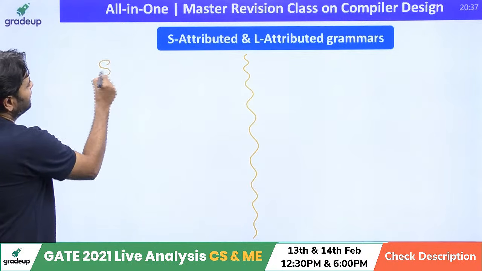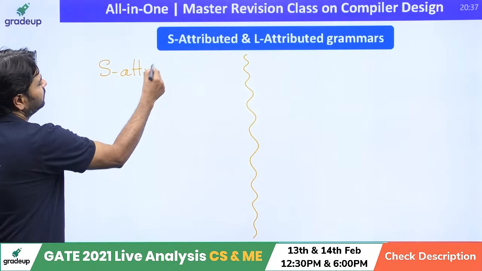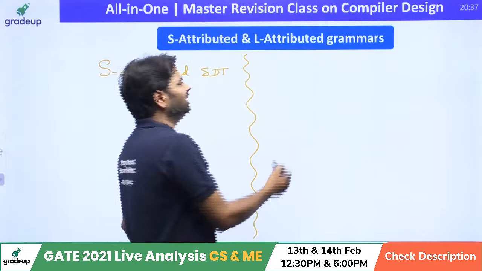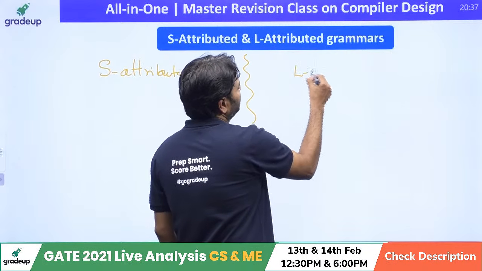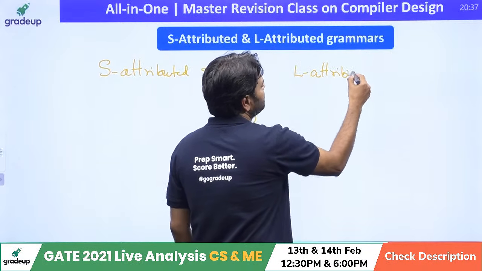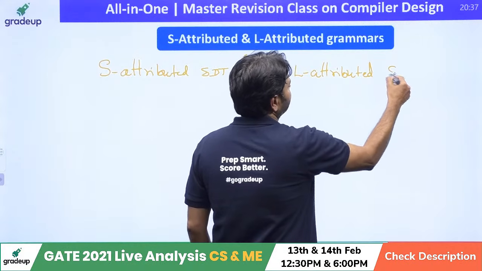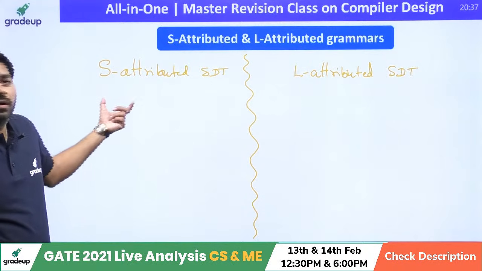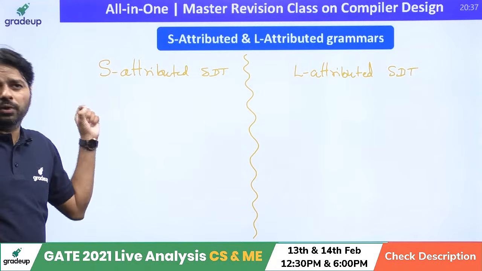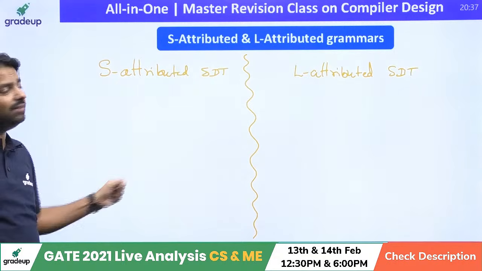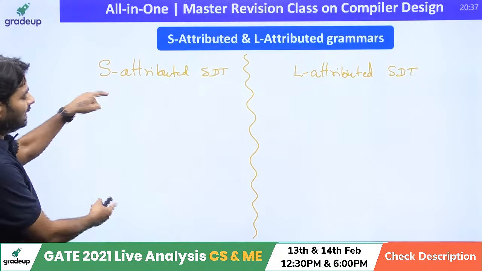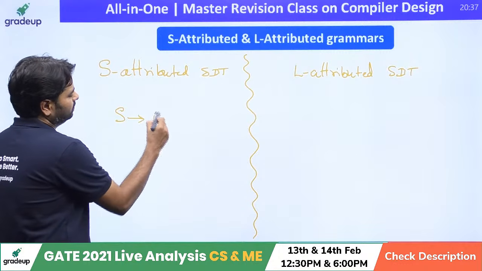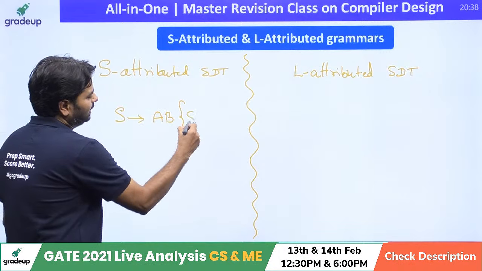If I am going to talk about S-attributed grammar, S-attributed SDT, definition, SDT, all are the same, and L-attributed definition. How is it different from the attributes? In an attribute, we focus only on a particular production, and that concept we apply to every production. But here we look at the whole grammar. Suppose I have been given a grammar. Let's look at this one.